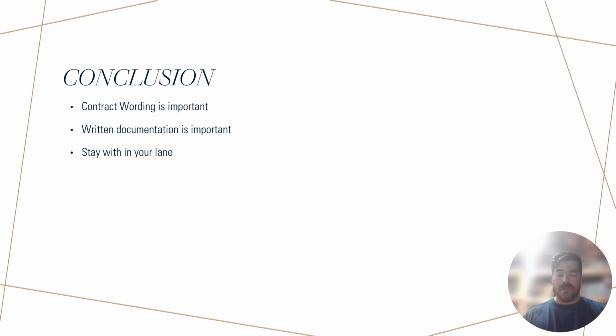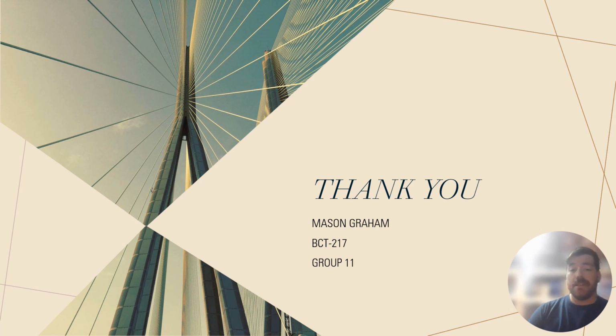If you're the GC, you've done your pre-construction contract, you submit your final bid with an increase of $1 million, and the guy says no, then generally speaking, you wouldn't have moved your stuff there to begin with, because you never got permission to go ahead with the project. So stay within those contract boundaries. Stay in your lane, understand your situation and what could be at expense if you move forward and overextend yourself. Thank you, Mason Graham, BCT 217, Group 11.